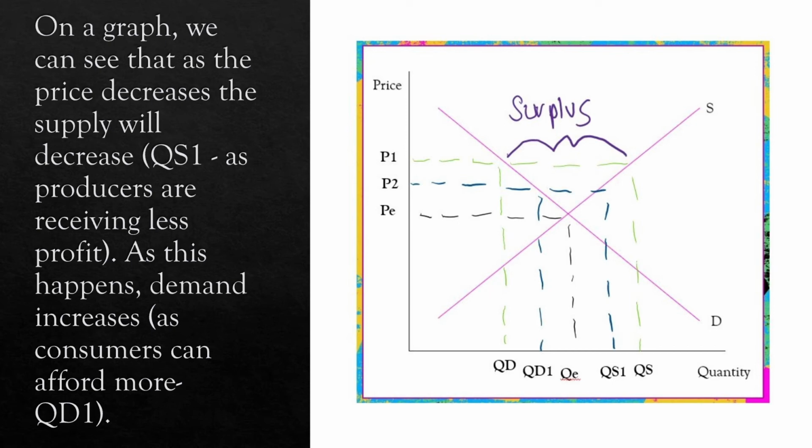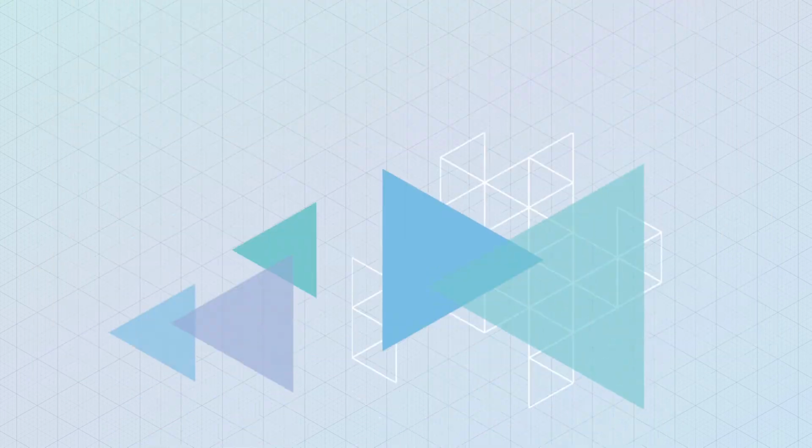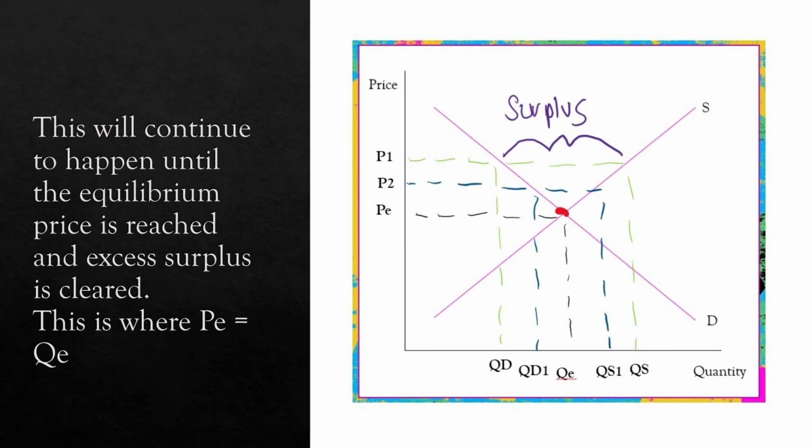So what's going to happen is that the producers will continue to lower the prices to get rid of excess stock. Their supply will go down, and as the price goes down, consumers will want to buy more, so demand will increase. And we can see that the demand has increased from QD to QD1, and the supply has decreased from QS to QS1. So this will continue to happen until the equilibrium price is reached. So equilibrium, remember, is the point in the middle where that red dot is, and this will clear our excess surplus. And then this is where PE is now equal to QE again.